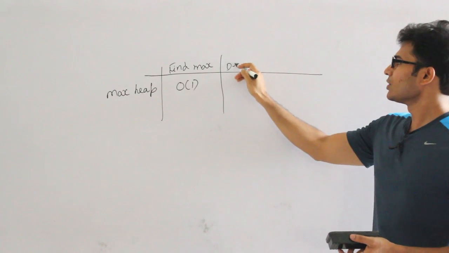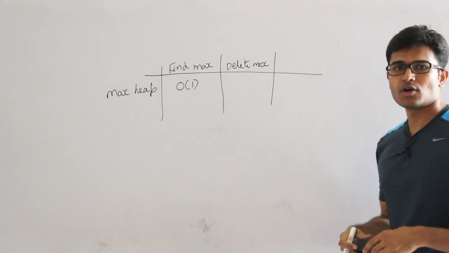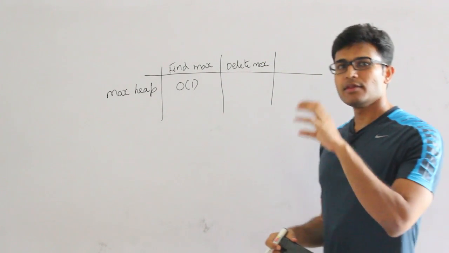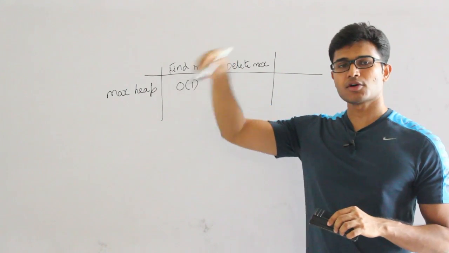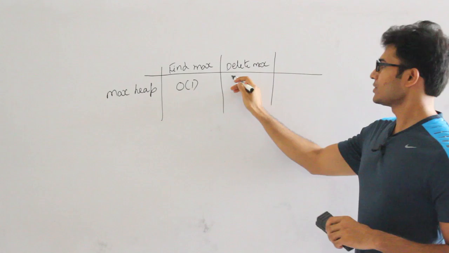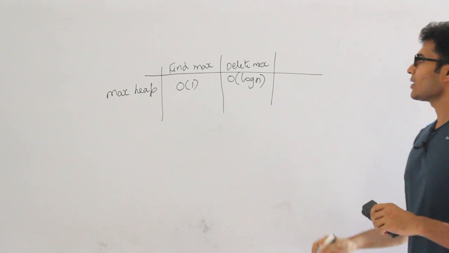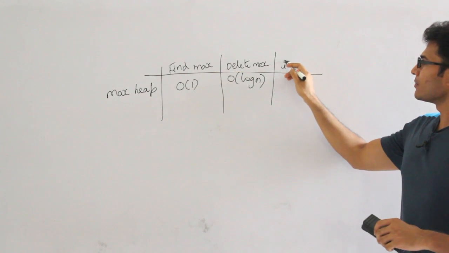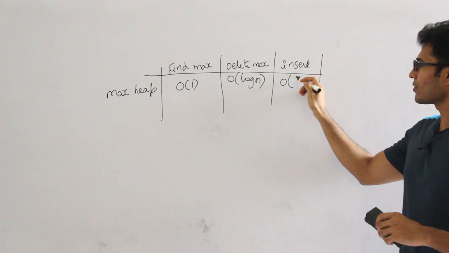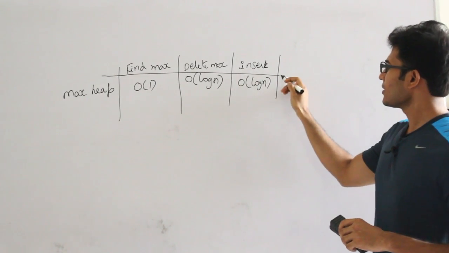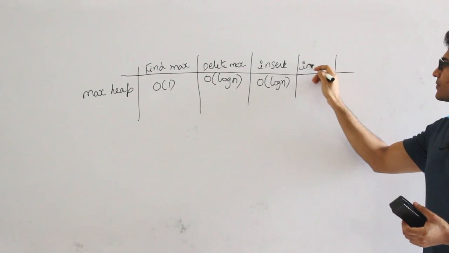If I have to delete max, what do we do? Delete the maximum, take the last element and put it at the top, and then call heapify, for which the time taken will be order of log n, isn't it? And let us say I have to insert an element. Just now we have seen that insertion is going to take order of log n. And I have to decrease the key or increase the key.